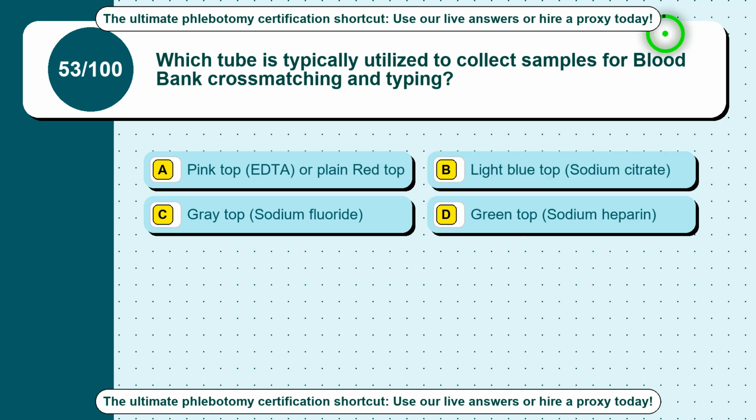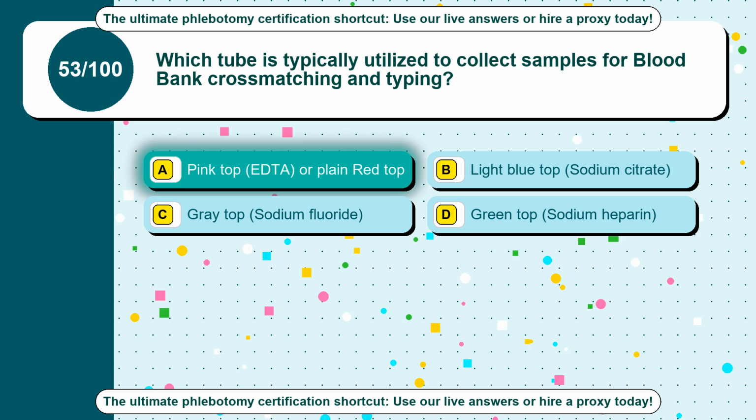Question 53. Which tube is typically utilized to collect samples for blood bank cross-matching and typing? Option A, pink top, EDTA, or plain red top. Option B, light blue top, sodium citrate. Option C, gray top, sodium fluoride. Option D, green top, sodium heparin. The correct answer is option A, pink top, EDTA, or plain red top.